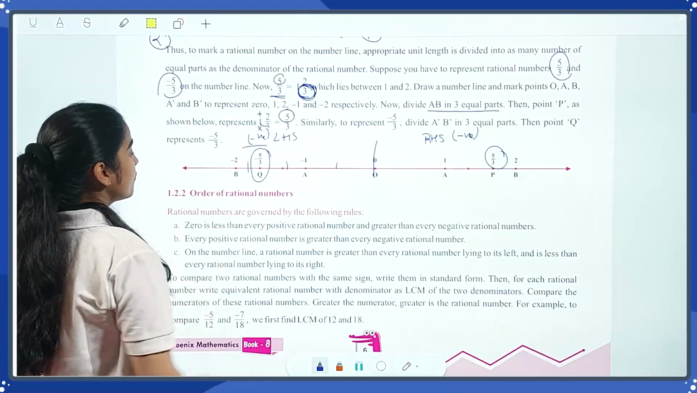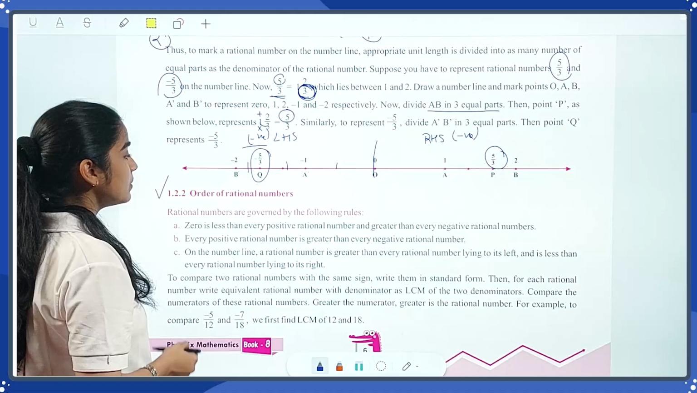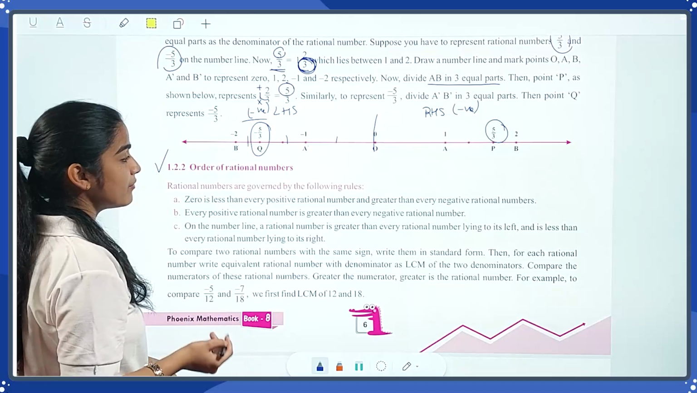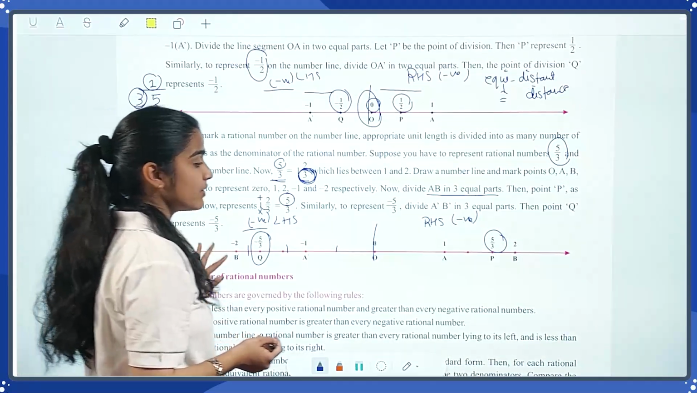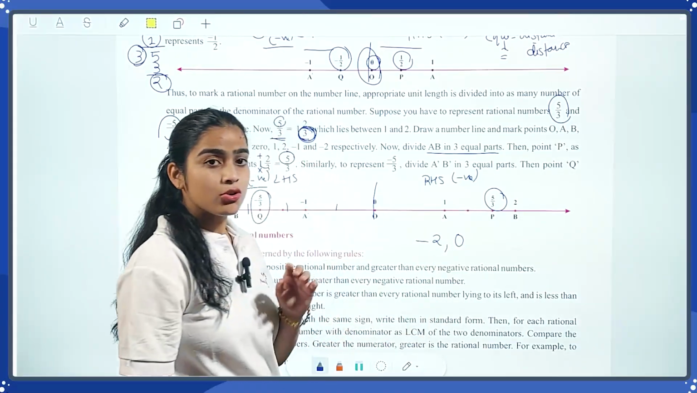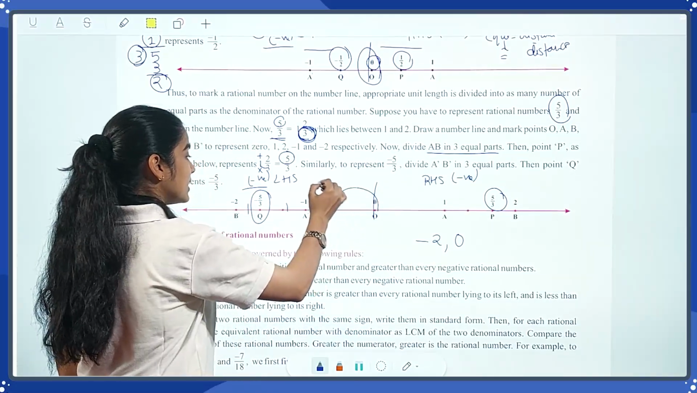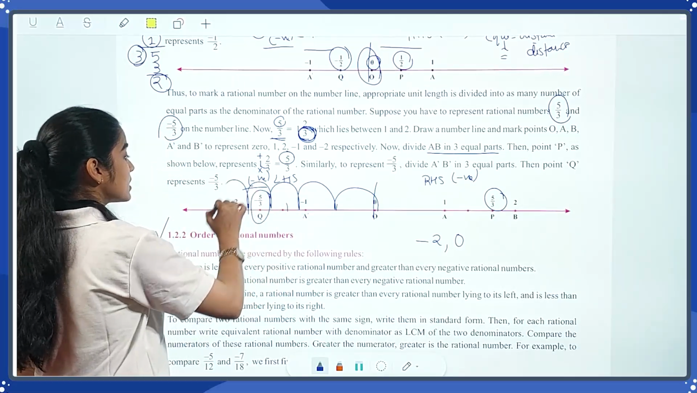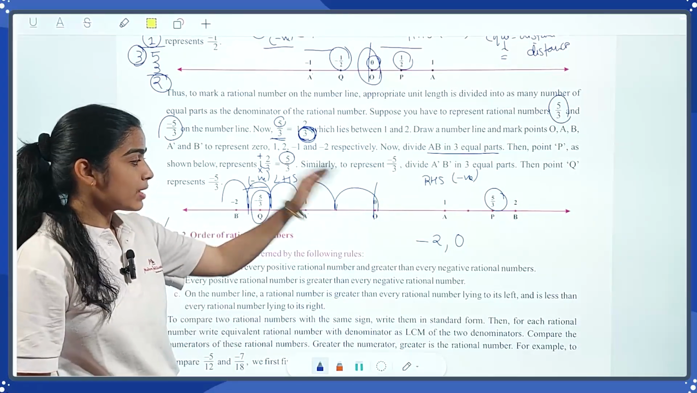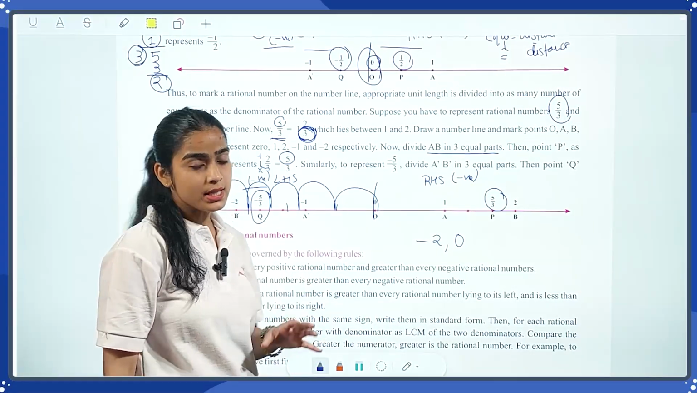So, order of rational numbers. Next we have the order of rational numbers. Rational numbers are governed by the following rules. 0 is less than every positive rational number and greater than every negative rational number. It means when we have a comparison, okay, among minus 2 and 0, which one is bigger? You always say 0 is bigger. Why? Because as we move towards the left hand side, our number values decrease. In this case, minus 2 is towards the left hand side and 0 is towards the right hand side. It means minus 2, compared to 0, is lesser.